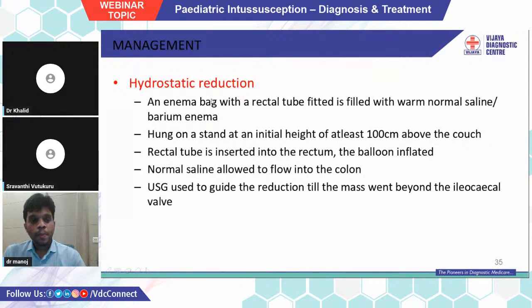Coming to hydrostatic reduction, in this case, an enema bag with a rectal tube is fitted. The rectal tube is filled with warm saline or barium enema. In cases where saline is used, ultrasound is used for guidance, and if barium enema is used, then fluoroscopy is used for guidance. The enema bag is hung at least 100 centimeters above the level of the couch, and a rectal tube is inserted into the rectum, and this time the balloon is inflated. And normal saline or barium is allowed to flow into the colon, and under guidance we are supposed to look for the reduction of the intussusception beyond the level of the IC junction.